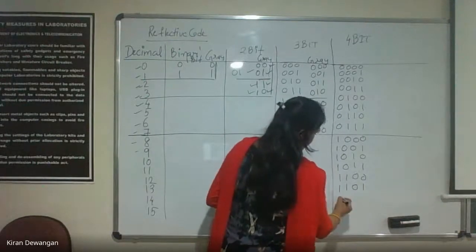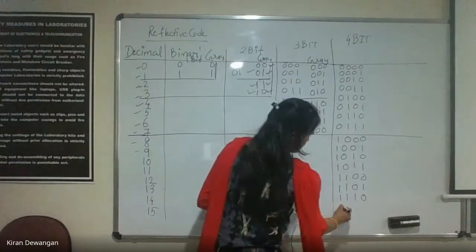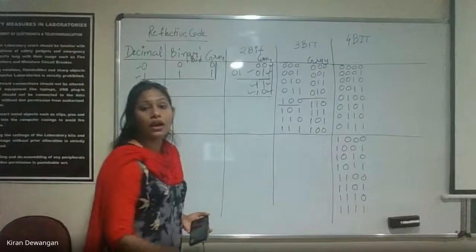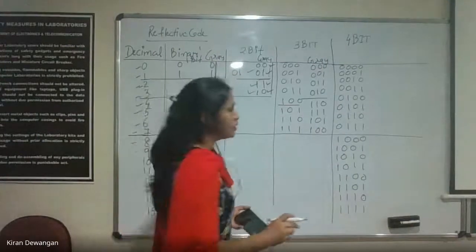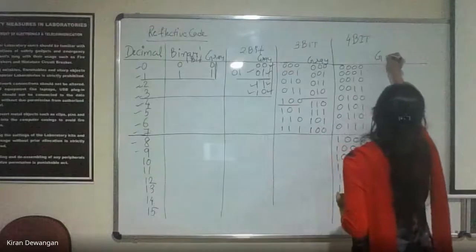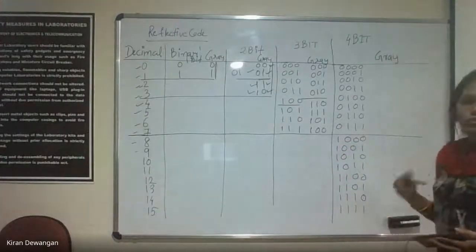1101. 14 is 1110. And 15 is 1111. So these are all our binary codes. We need to convert it to gray. This side will write the gray code. Now what are we supposed to do here?